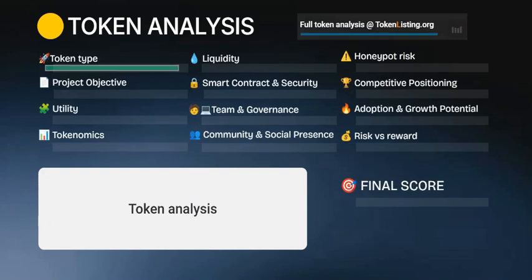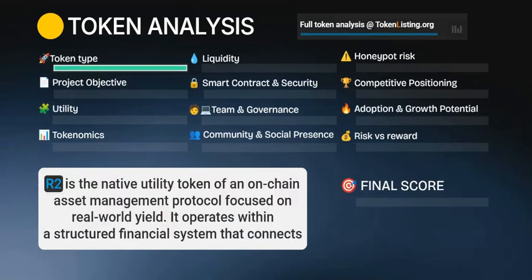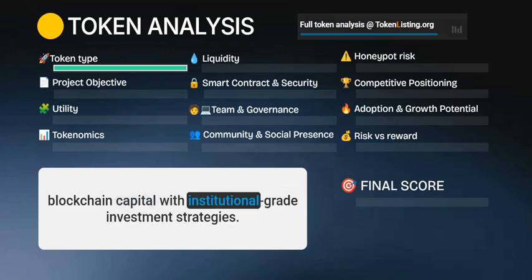Token analysis. Token type. R2 is the native utility token of an on-chain asset management protocol focused on real-world yield. It operates within a structured financial system that connects blockchain capital with institutional-grade investment strategies.